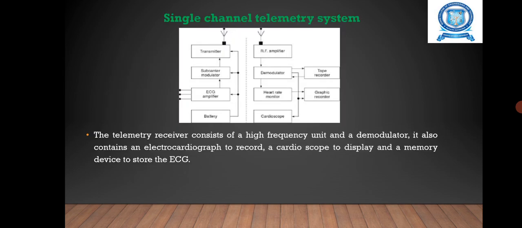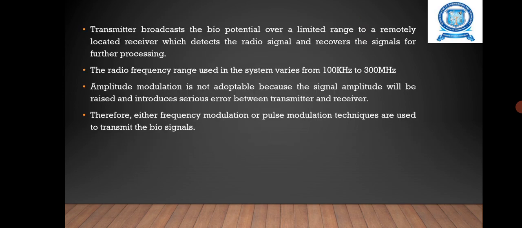Next one is the single channel telemetry system. Here it shows the block diagram of a typical radio telemetry single channel system. It consists of a radio transmitter and receiver. The telemetry receiver consists of a high frequency unit and a demodulator. It also contains an electrocardiograph to record, a cardioscope to display, and a memory device to store the ECG. The radio frequency range used in the system varies from 100 kHz to 300 MHz, and if the frequency goes beyond this limit, attenuation becomes excessive. Therefore, either frequency modulation or pulse modulation techniques are used to transmit the biosignals.